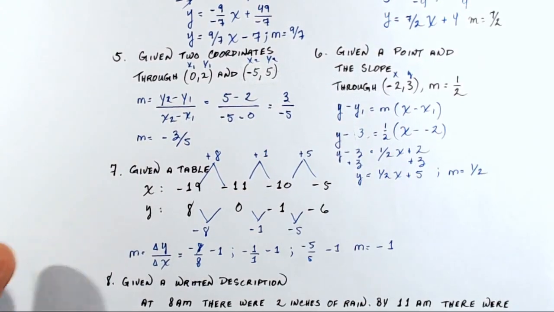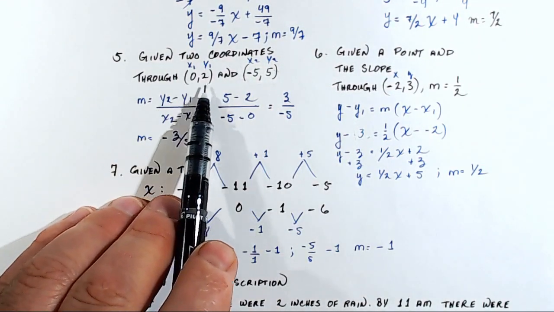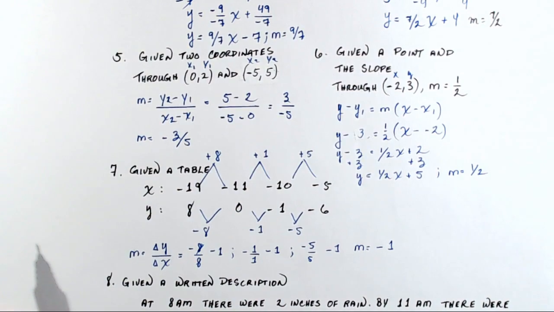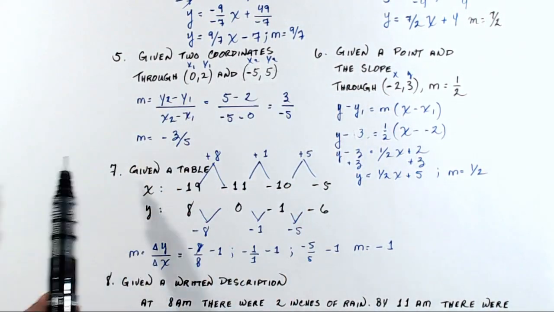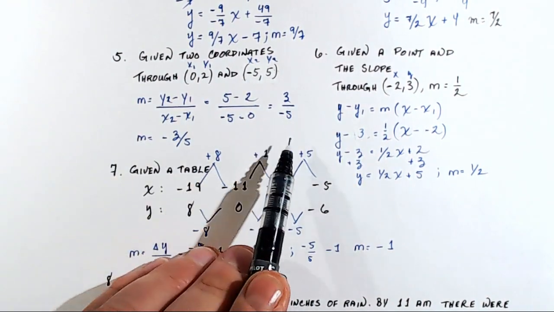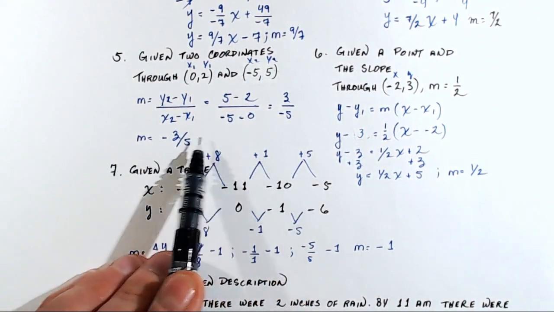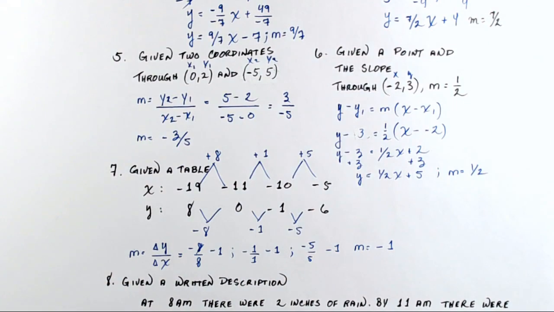Little review here, we're given two coordinates, a line passing through (0, 2) and (negative 5, 5). Remember, label the points x1, y1, x2, y2, and then plug them into the slope formula, and you'll solve it out, and you'll end up with m equals negative 3 over 5.